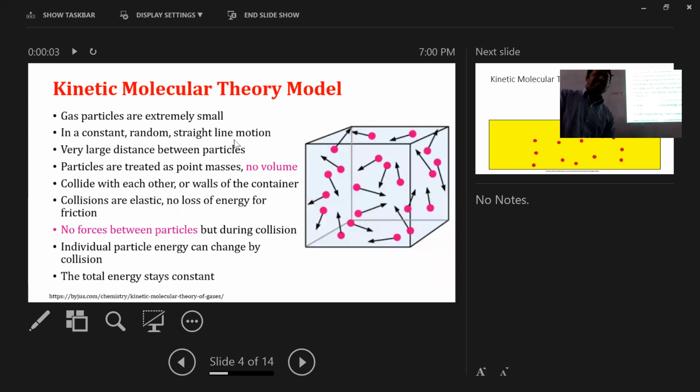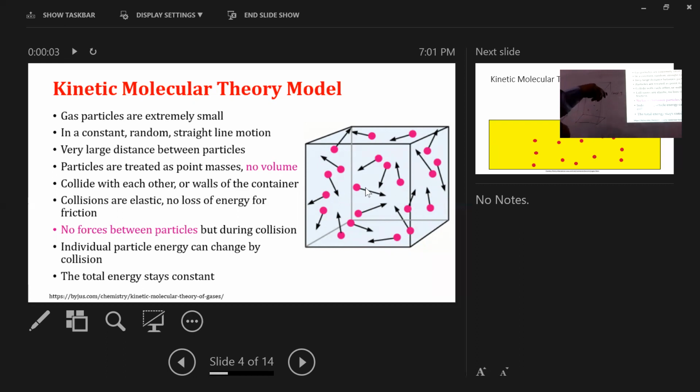So there is a very large distance between particles. Maybe we can consider here, you cannot see the mouse. Here the particle size is just this, but the space between the molecules, from here to here, is quite large compared to the size of the particle.